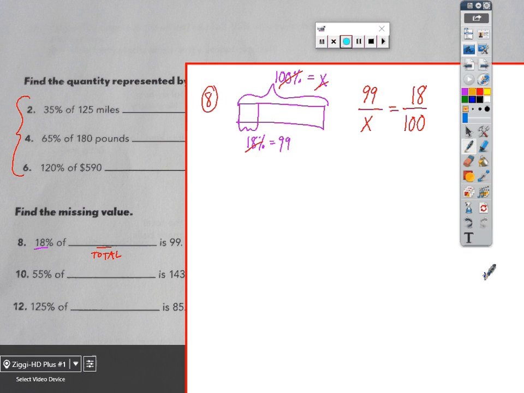Anyway, checking the fraction on the left, I noticed that there's nothing that I can simplify. There's not a variable in both of these terms. We're just going to leave this fraction alone.